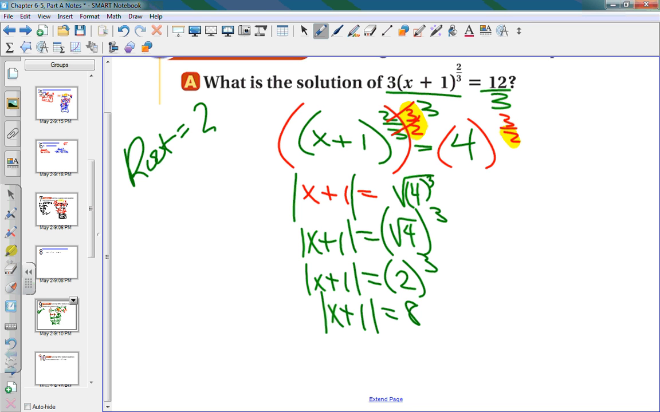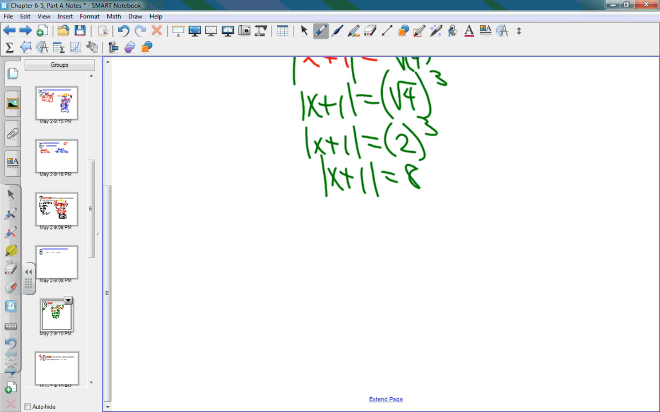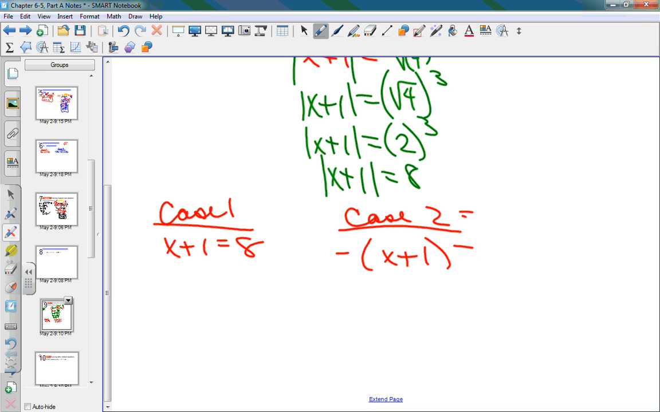So now I have an answer to the absolute value problem. What do I do? Case 1 is x plus 1 is equal to 8. Case 2 is negative x plus 1 is equal to 8. So how do I solve this x plus 1 is equal to 8? Subtract 1, so x is equal to 7.